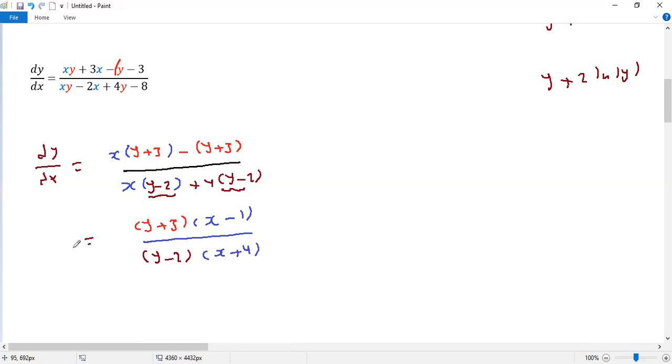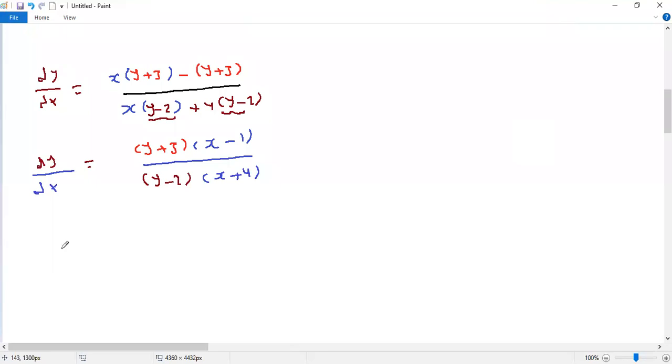And this one is equal to dy/dx. Now it can be separated. This one we multiply by y minus 2, so I have here y minus 2, and divide this one by y plus 3. So it will be y plus 3 here, dy. Multiply by dx, so equal to, I have the x minus 1 over x plus 4 dx in this way.